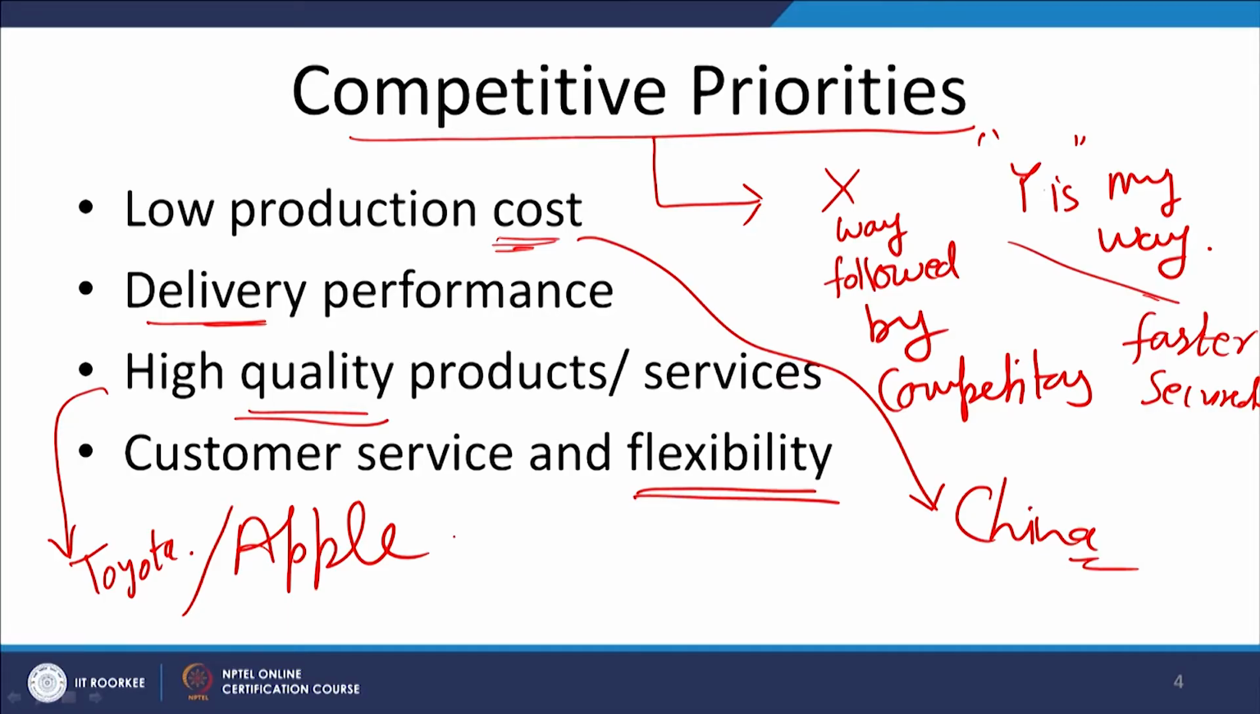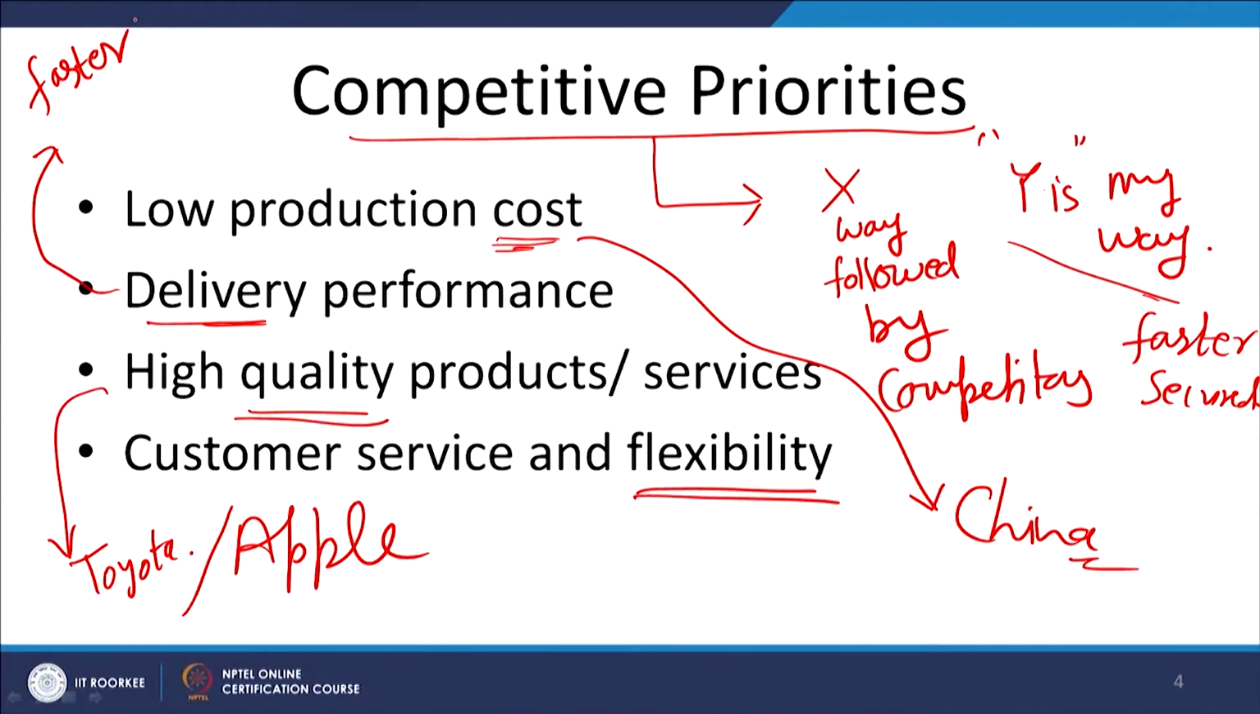Then the third important thing is delivery performance. Now, delivery is taken in two very important ways. Whether you are making faster delivery, that is one aspect of delivery performance, that you are able to deliver products at a faster rate. The second is your ability to bring new products to market at a faster rate. So, one is how quickly you are delivering the products and how quickly you are bringing new products into the market.